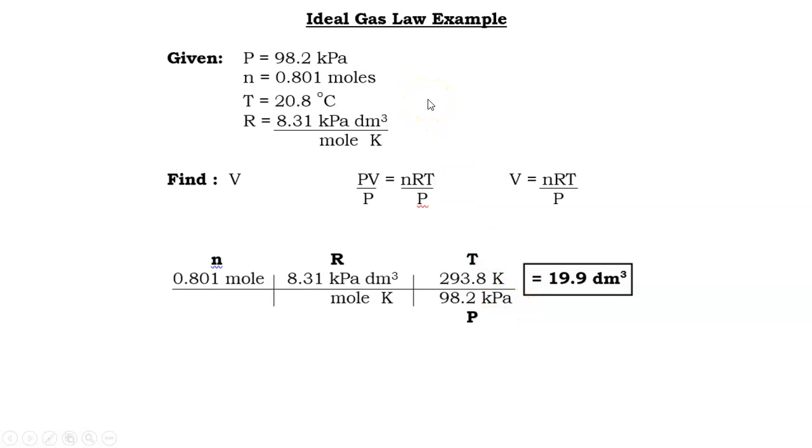And so it's pretty much just plug it in, substitute it in for all the unknown variables, solve for volume, and you get 19.9 decimeters cubed. You're probably saying, wow, that's really easy, Mr. Martin. And it is that simple. We're just finding the variables to plug into PV = nRT and getting some practice with it.